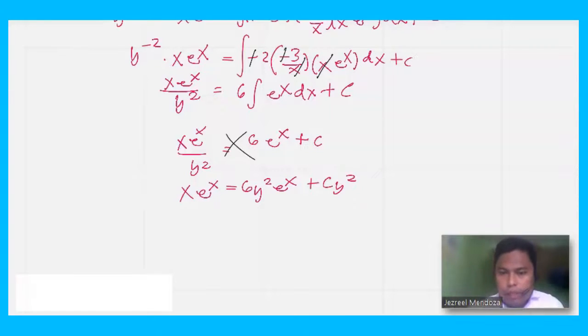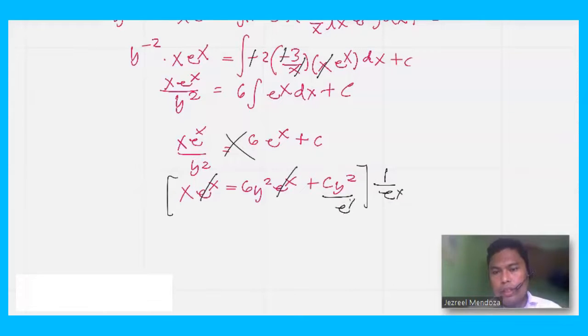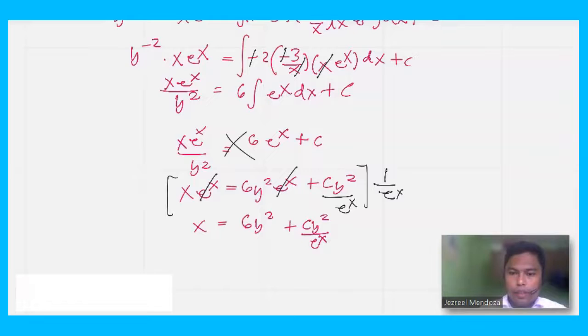If we divide both sides by e to the x, 1 over e to the x. Okay. This can be cancelled out, and this can be cancelled out. And then we have here a negative x. Or we can have this, c y squared over e to the x. Okay, and then from that, our equation looks like this: 6 y squared plus c y squared all over e to the x.